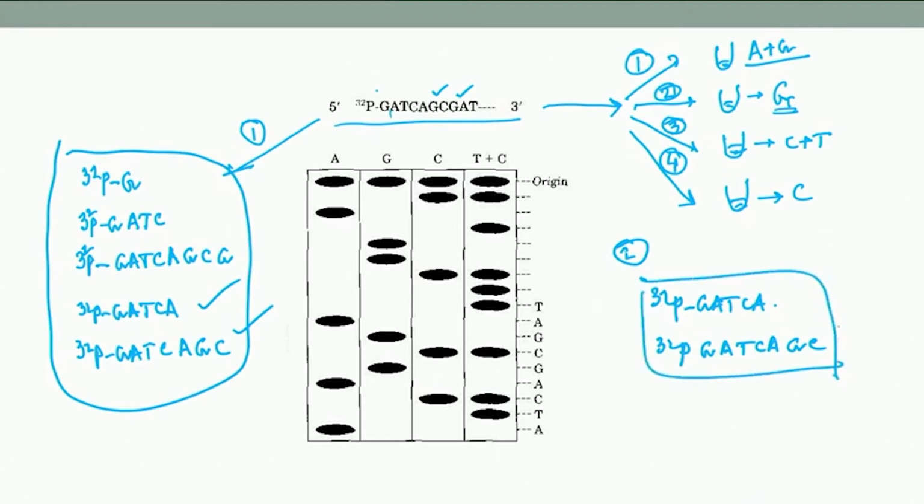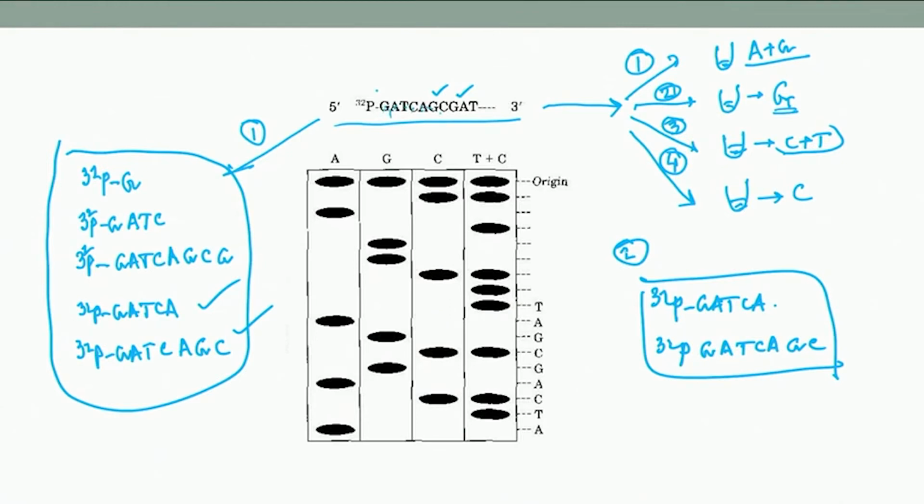And from the third test tube, C plus T, you will get 32P G A T, and then you will get 32P G A T. If there is another C, you have to consider C A G. So you will get up to G. You will get two pieces for C, and there are two T's, so you will get two pieces from T. And then from the C specific reaction, you will get again those two, there are two C's, so GAT and then GATCAG.